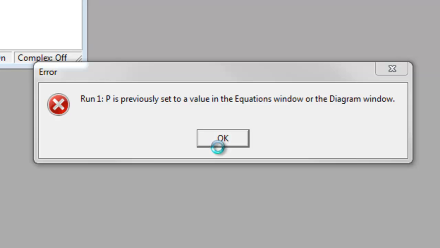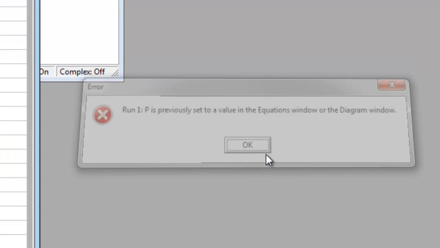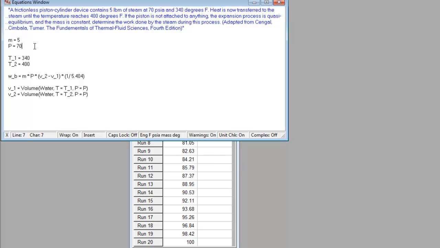Run 1. P is previously set to a value in the equations window or the diagram window. I'm going to go ahead and show you how to fix this. Just click OK. What it's essentially saying is that EES cannot solve for a bunch of different values of P, since P is already defined in your equation window. So what we're going to do to fix this is simply comment out P is equal to 70.